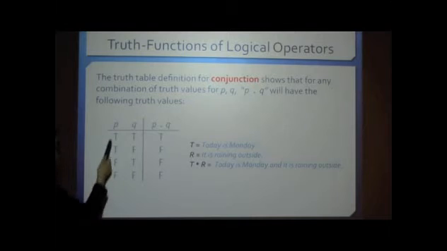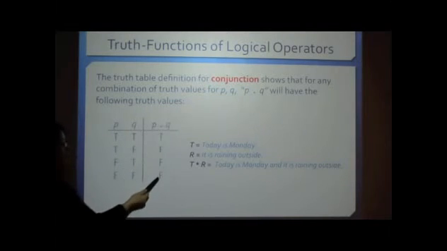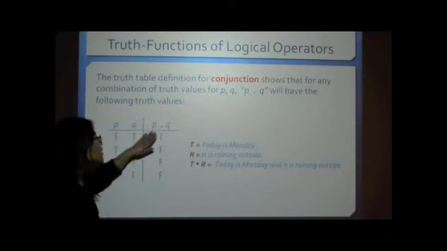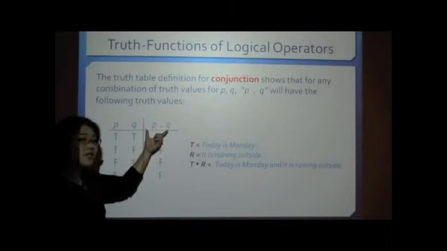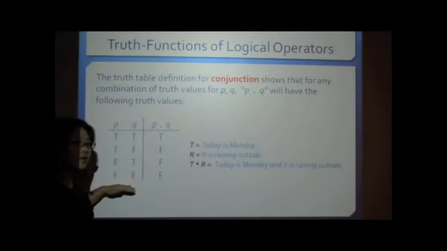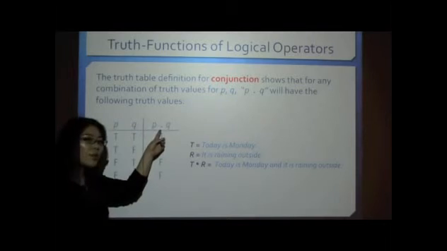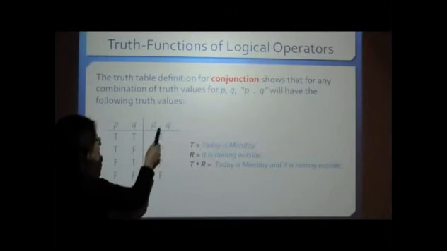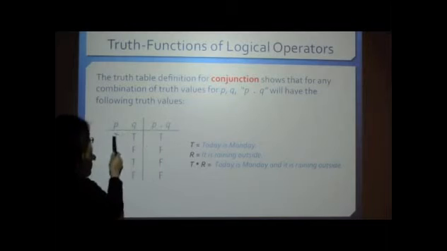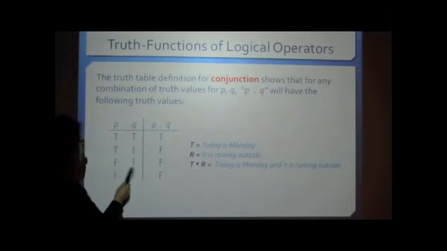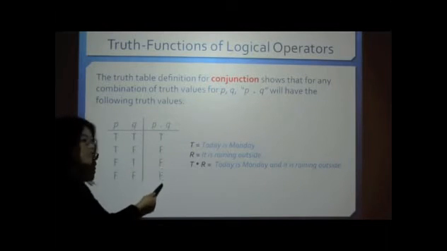And if you have P being false and Q being false, the conjunction will be false, okay? So these are the possible truth values that a conjunction can have depending on the truth values of its component parts. This also defines the logical operator dot. The dot tells you, depending on the truth value of its component parts, which truth values you will have for the conjunction.